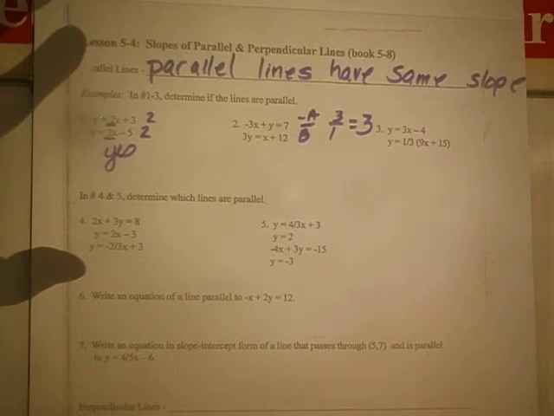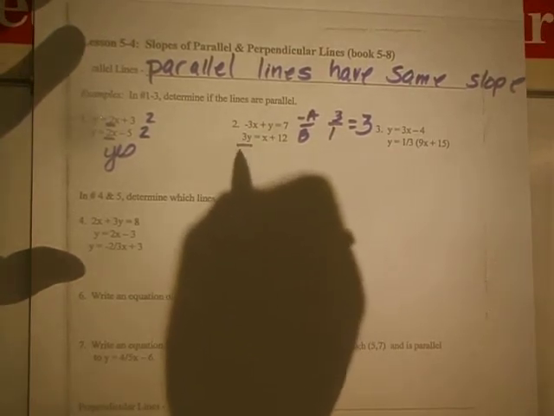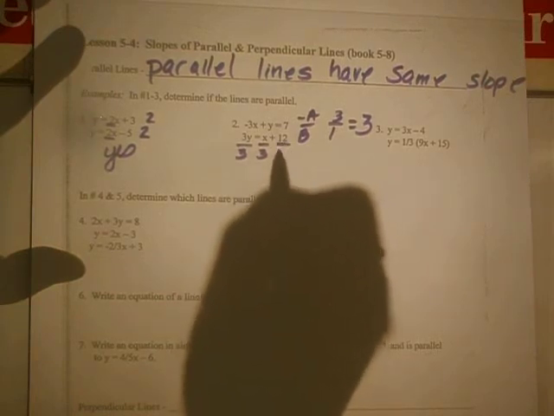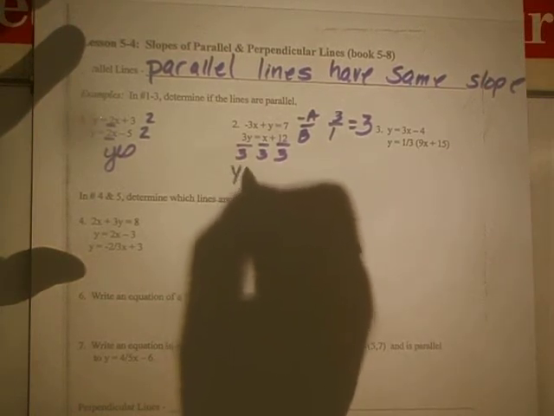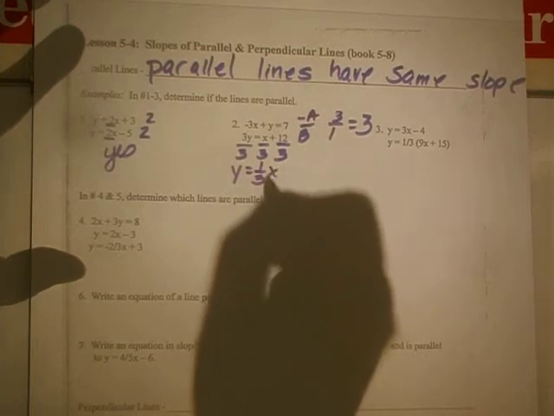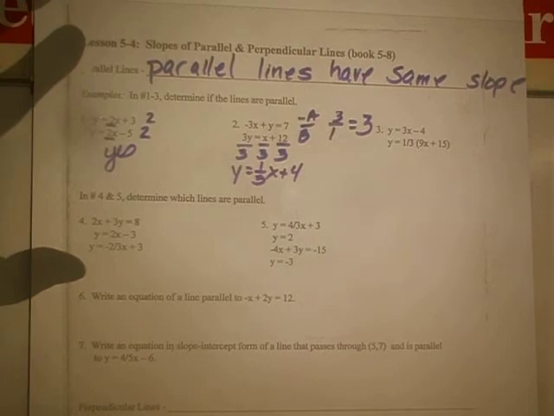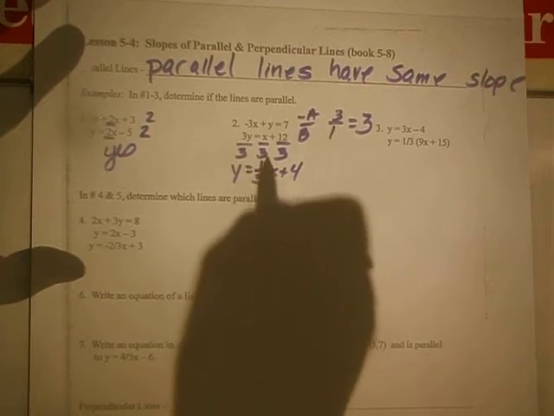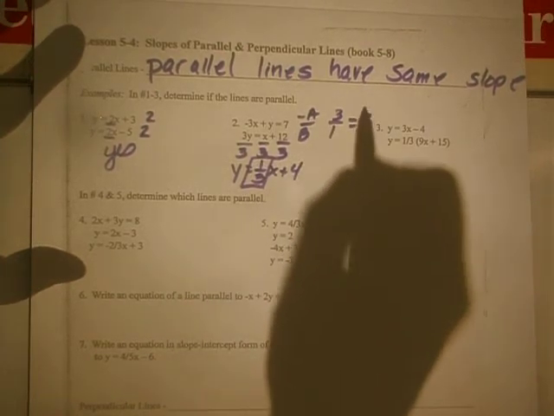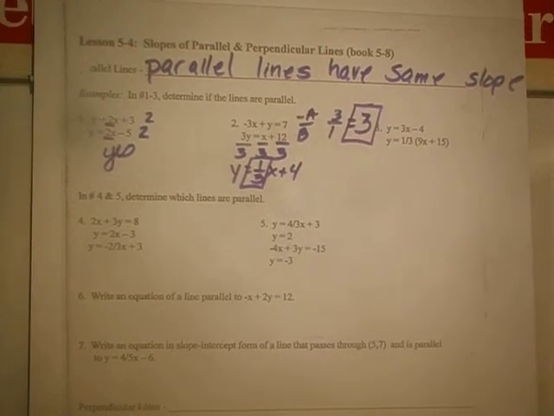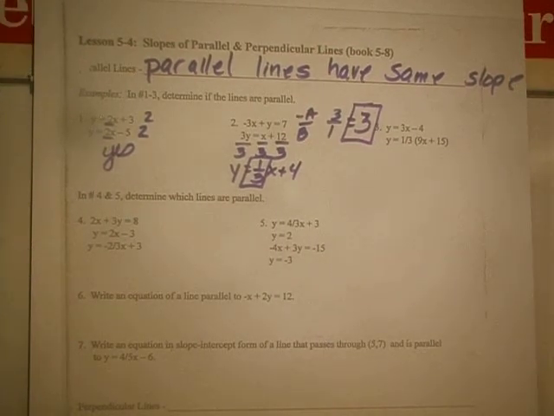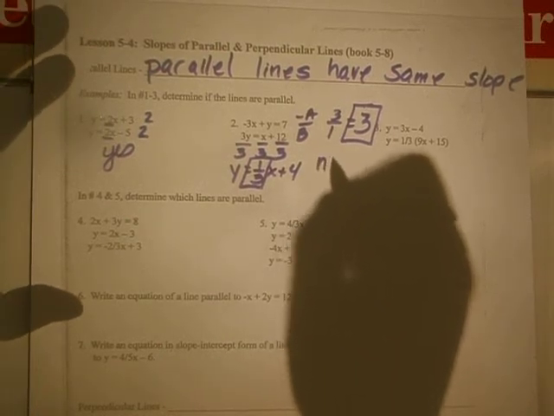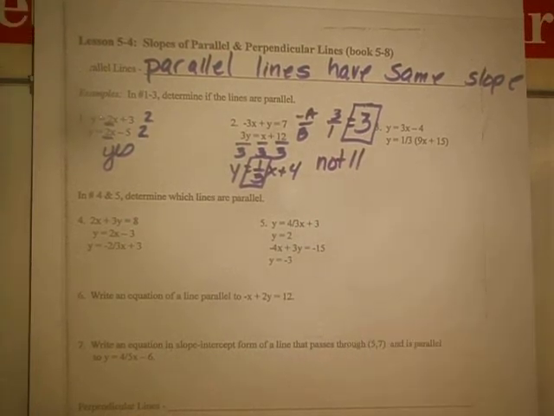Now this second equation is not in any of those forms. It's not standard form, it's not slope-intercept form, it's not point-slope form. What I'm going to do is divide everything by 3. And if you do that, you have y equals 1/3 x plus 4. And now the slope in this case is 1/3. The slope here was 3. 1/3 and 3 are not the same number, so these are not parallel. That will be a no.